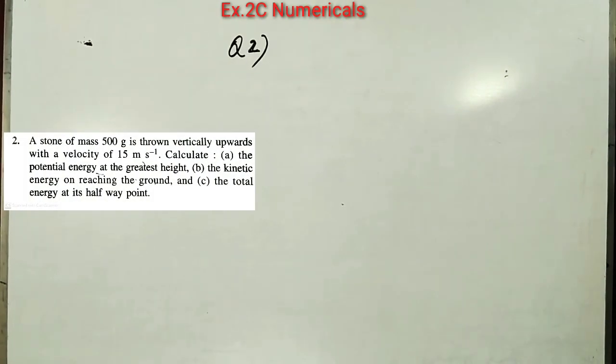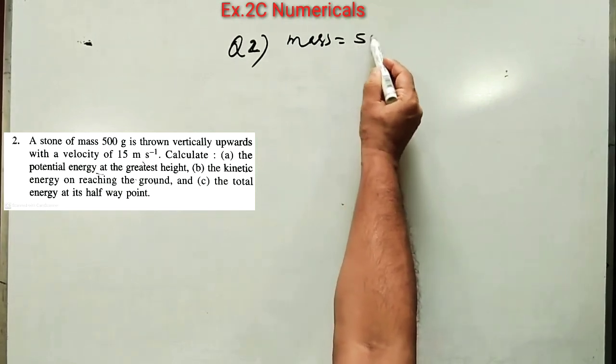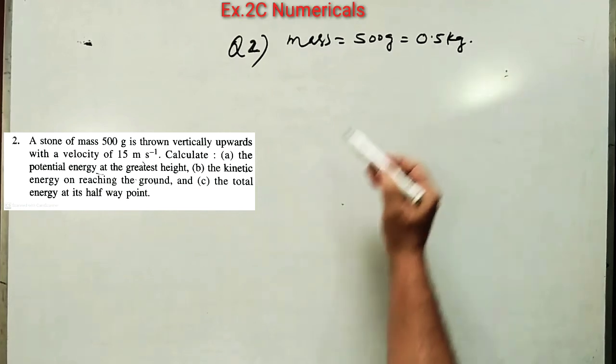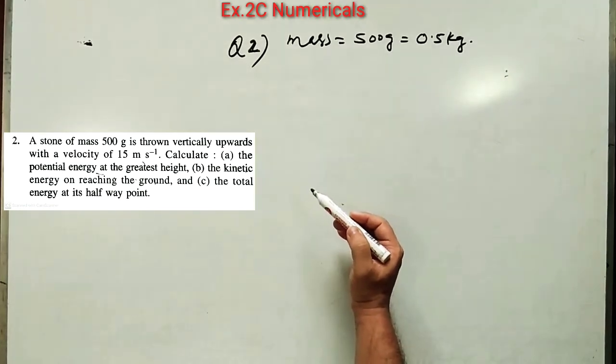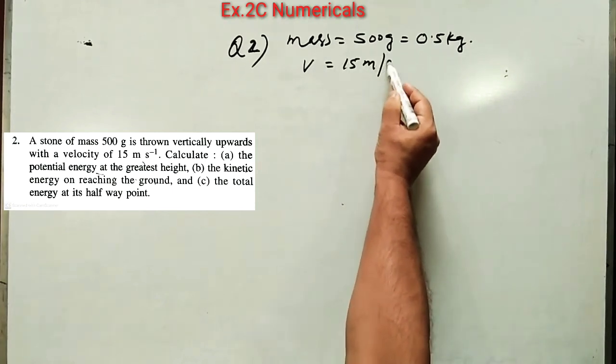A stone of mass 500 gram is thrown vertically upwards with a velocity of 15 meter per second. Calculate the potential energy at the greatest height. Second, the kinetic energy on reaching the ground. Third, the total energy at its halfway point. Here the mass of the stone is 500 gram, that's equal to 0.5 kg, converted into SI unit, thrown vertically upwards with a velocity given as 15 meter per second.